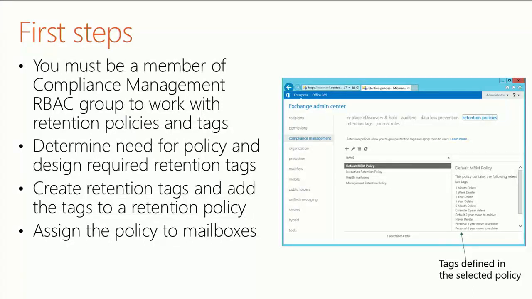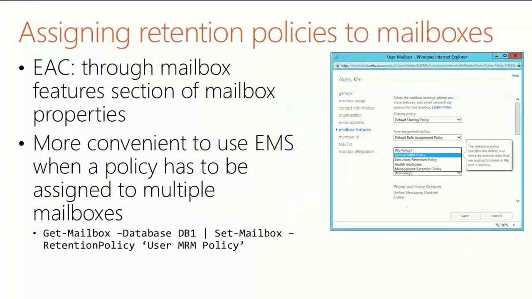As you can see here, well, people at the back might not see because you probably need new eyeglasses or something. But over there, on the far side, we see all the tags that are associated with the selected policy in EAC. And there's quite a number of them, but that's okay. To assign retention policies to mailboxes through EAC, you just go to the mailbox, select it, and edit mailbox properties, or mailbox features as you see here, and I'm selecting one of the policies that I can apply.